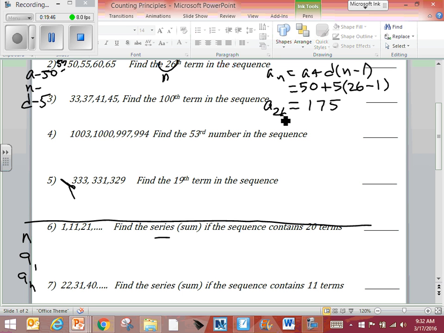All right, let me do one of these last ones. Find the sum of the series if the sequence contains 20 terms. The other formula is n over 2.